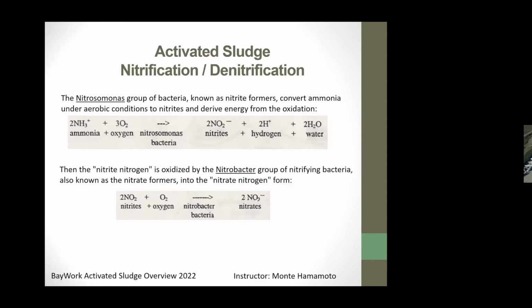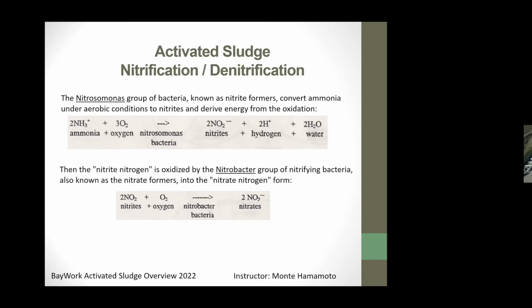And the bacteria that does that takes it from ammonia, and you'll see it also as NH3, which is more common than NH4. There's a bacteria called Nitrosomonas, and it's this group of bacteria known as the nitrite formers that convert ammonia under aerobic conditions to nitrite and derive energy from the oxidation. So basically here you're oxidizing, you're adding your oxygen. So then you're forming nitrites.